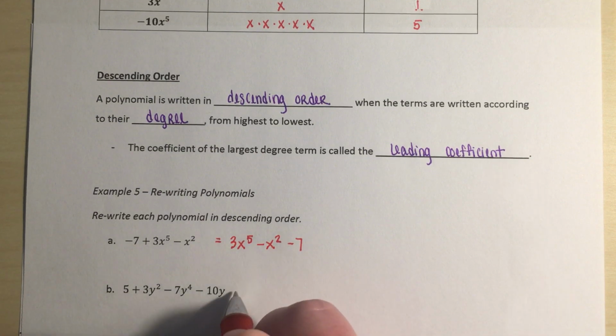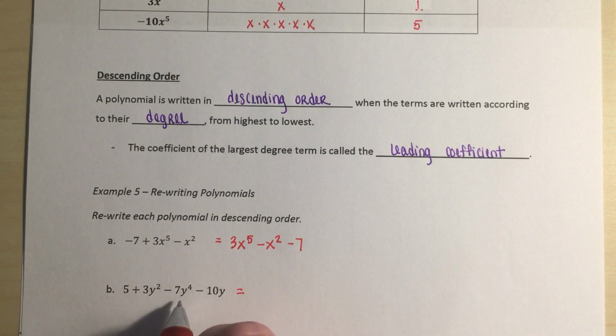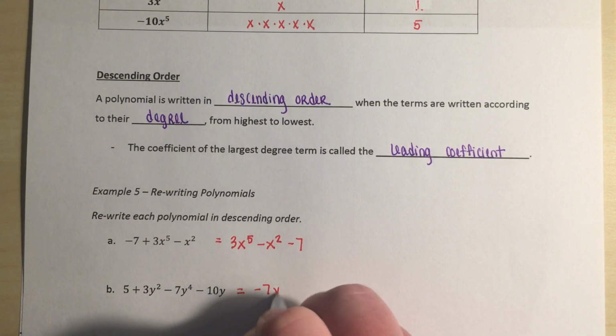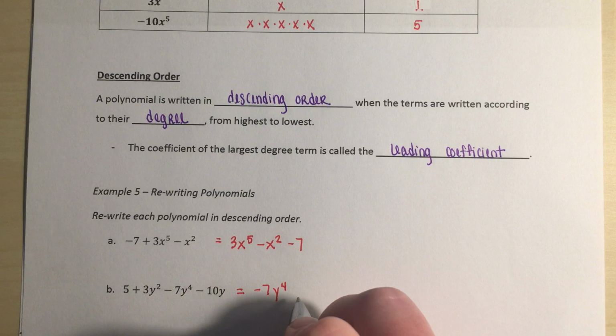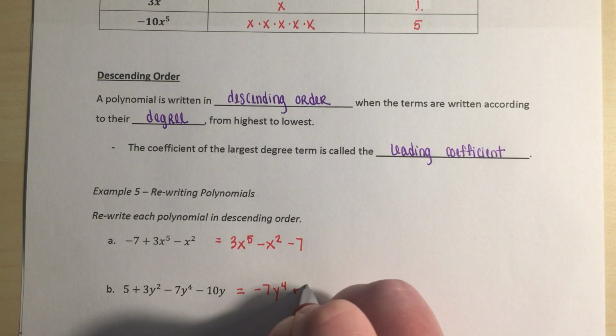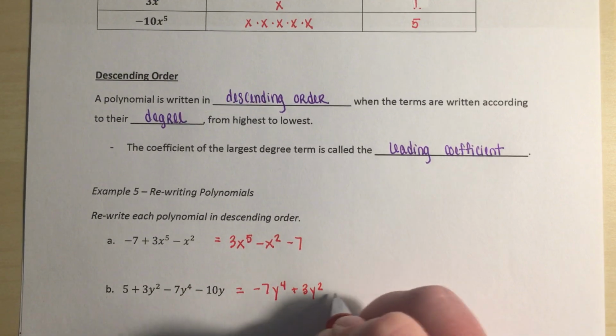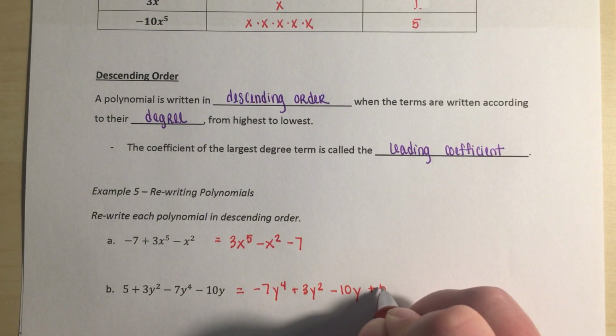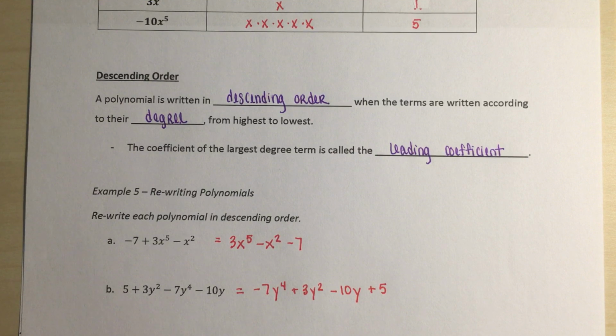All right, for B, our largest exponent, largest degree, is this y to the fourth. So we're going to start with -7y to the fourth plus 3y squared minus 10y. And then our number constant term always comes last.